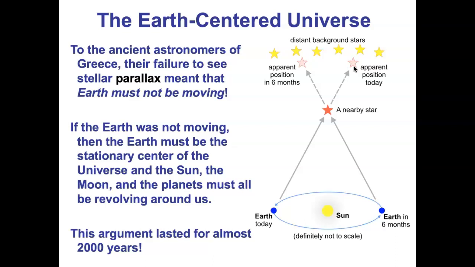and people would go, oh, yeah, no, he makes a good point. I don't see the parallax of stars either. So I guess Aristotle is right. I guess the Earth is the center of the universe, and everything revolves around the Earth. That was the conclusion they came to based on the evidence that they had at hand.